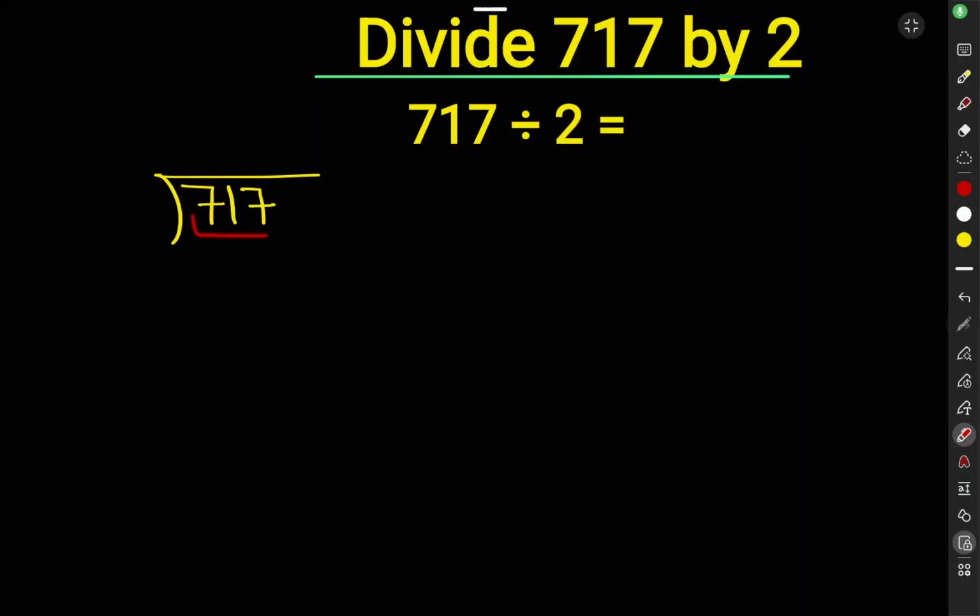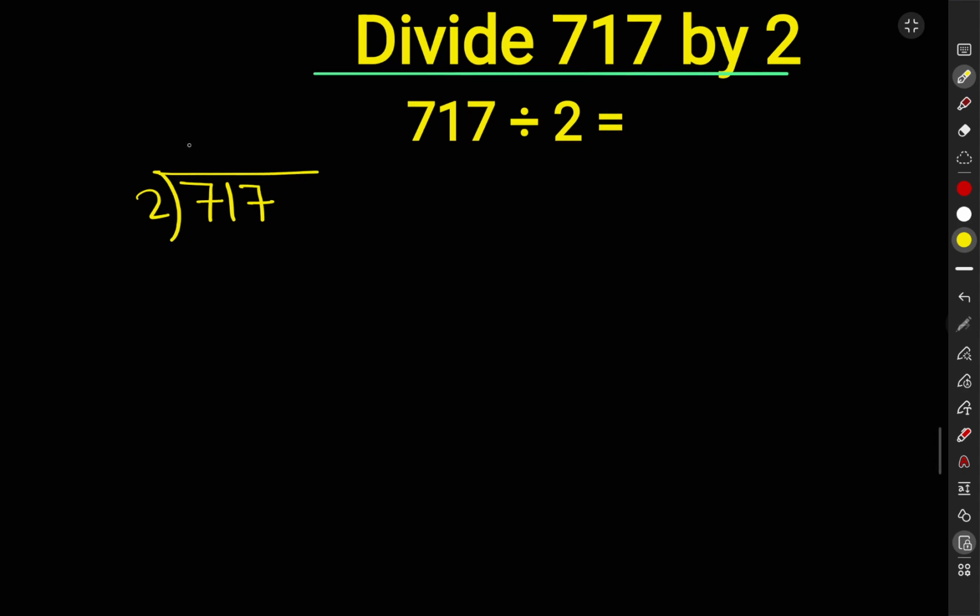Divide 717 by 2 in long division method. So 2 times 3 is 6. On subtracting we get 1. So now we put down this 1 and it is 11.